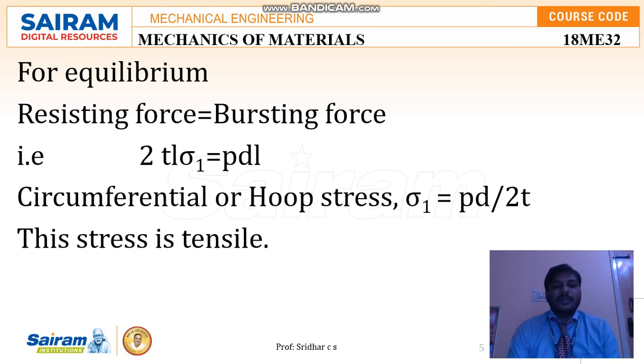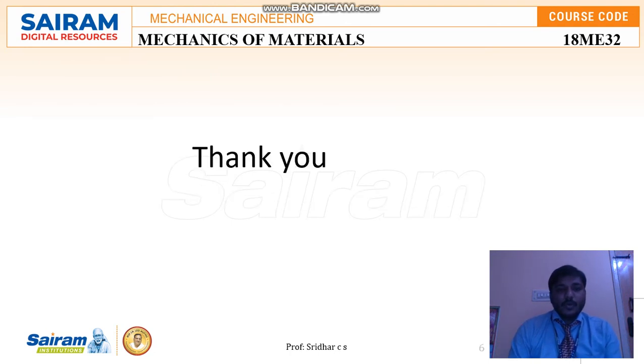So this is the equation to find the circumferential or hoop stress in any cylindrical vessel: sigma 1 or sigma c is equal to PD by 2t, and the stress acting is tensile stress. This is how we identify the hoop stress, or circumferential stress, in a thin cylindrical vessel. So thank you.